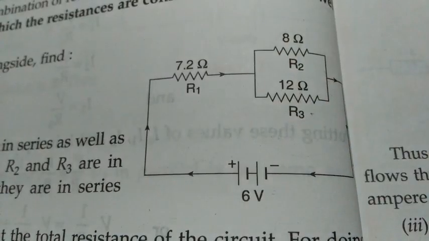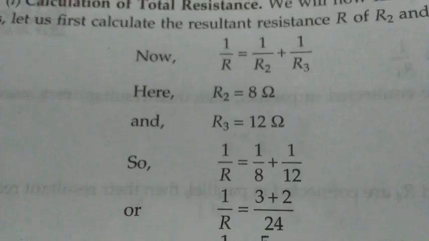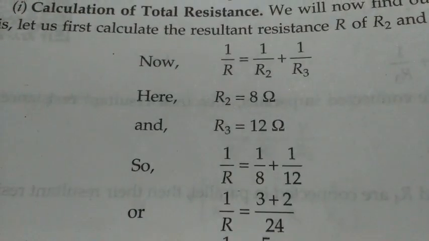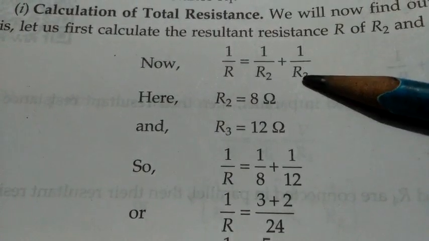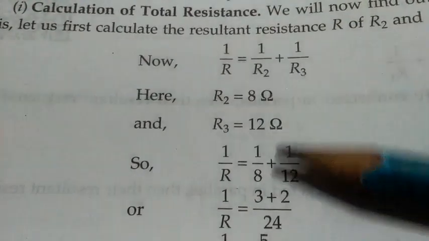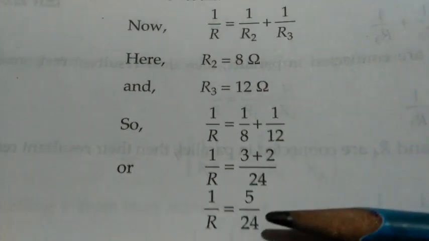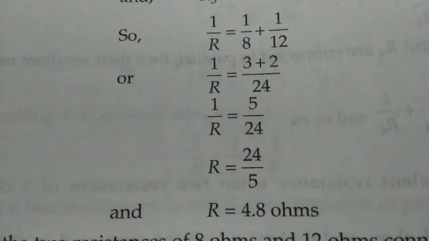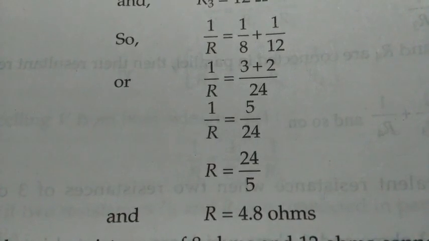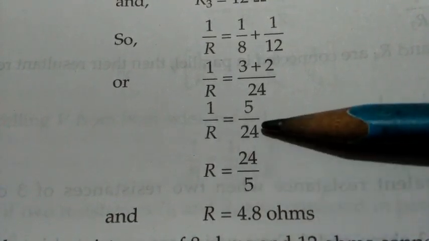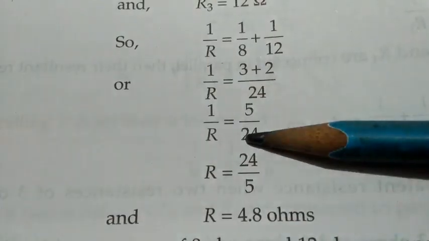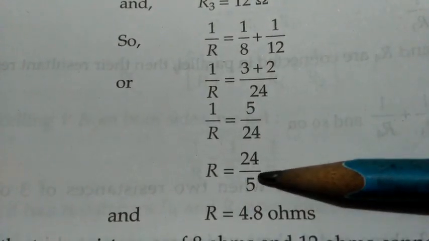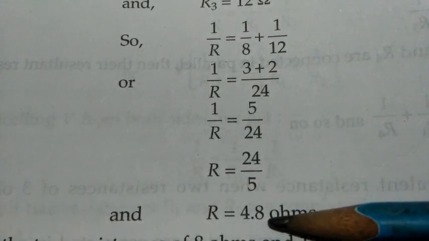How to find it? Let's see. First of all, we will solve the parallel combination. So 1 upon R equals 1 upon R2 plus 1 upon R3. R2 and R3 are given here. Put the values and solve. So we get 1 upon R equals 5 upon 24. So what will be the value of R? Just the reciprocal of that. 1 upon R equals 5 upon 24, so R equals 24 upon 5. By solving this, we get R equals 4.8 ohms.